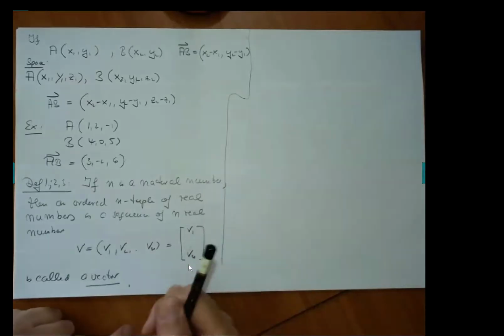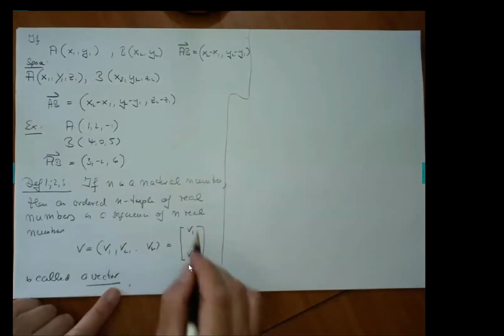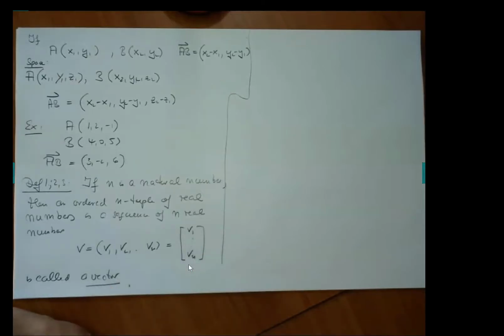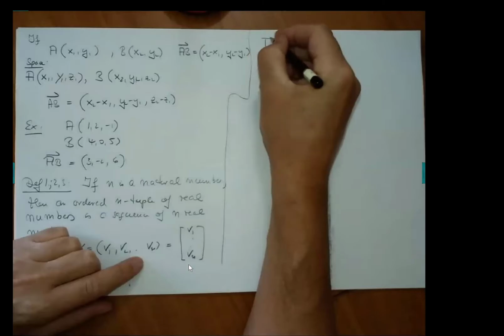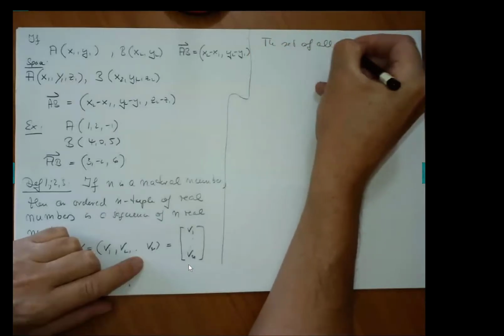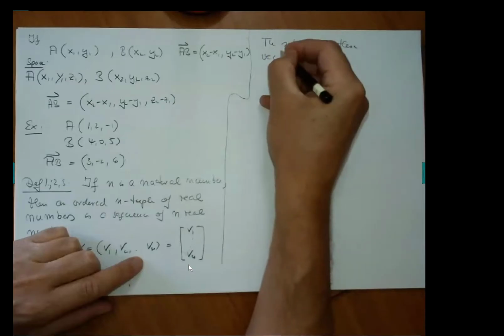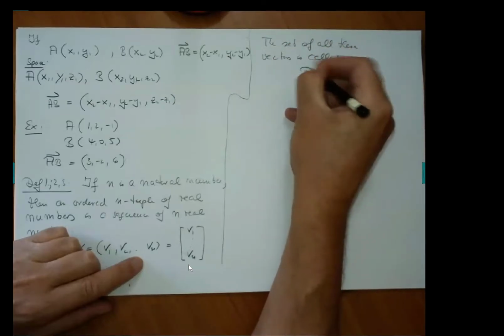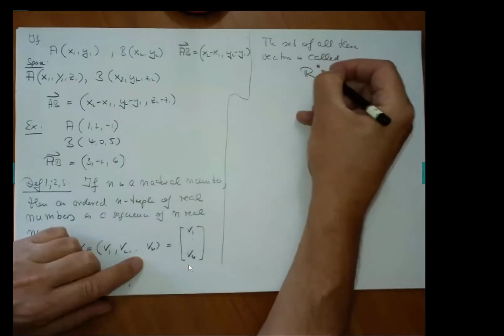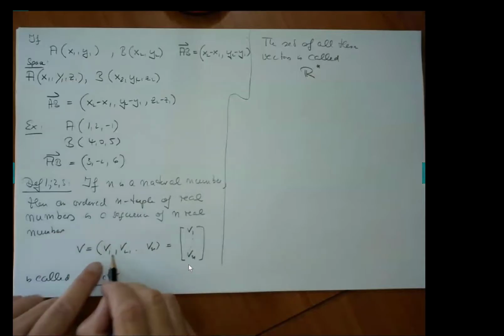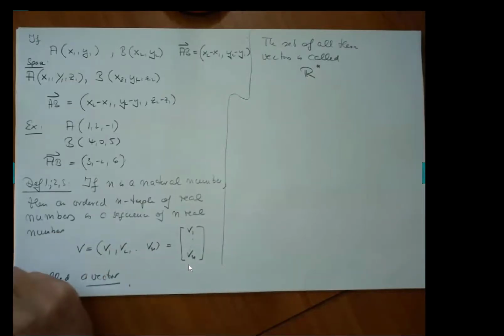Okay, and again, the set of all these numbers, same thing as what we did in chapter 1, we call Rn. The set of all vectors is called the real number symbol, and then an n here on top means it's n copies, 1, 2, 3 up to n copies of the real numbers.